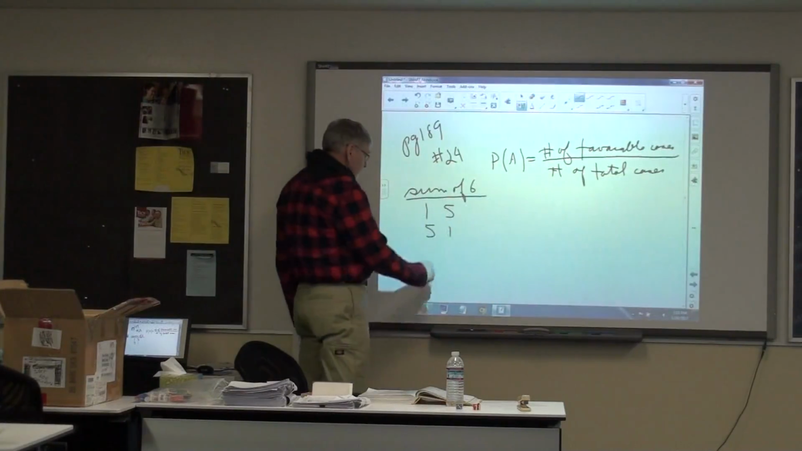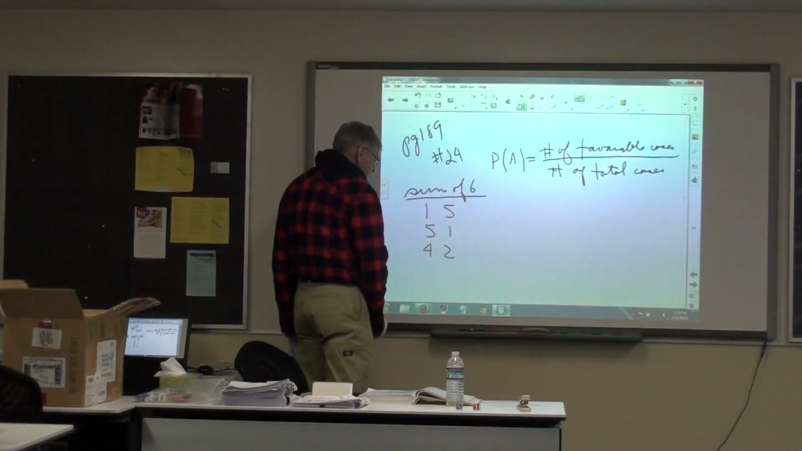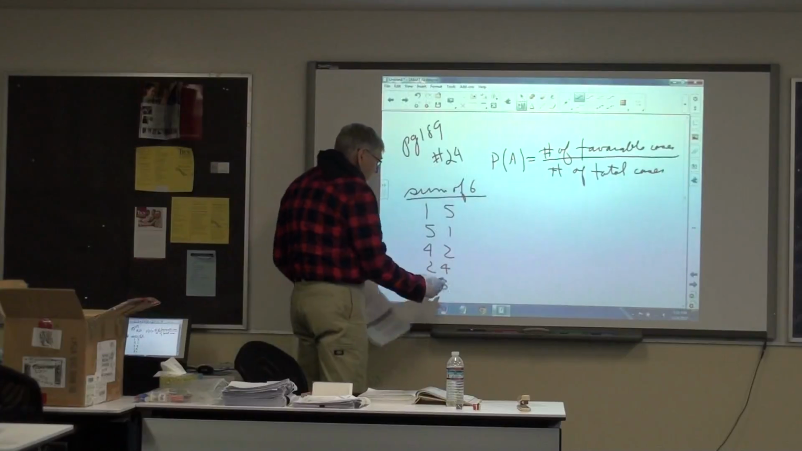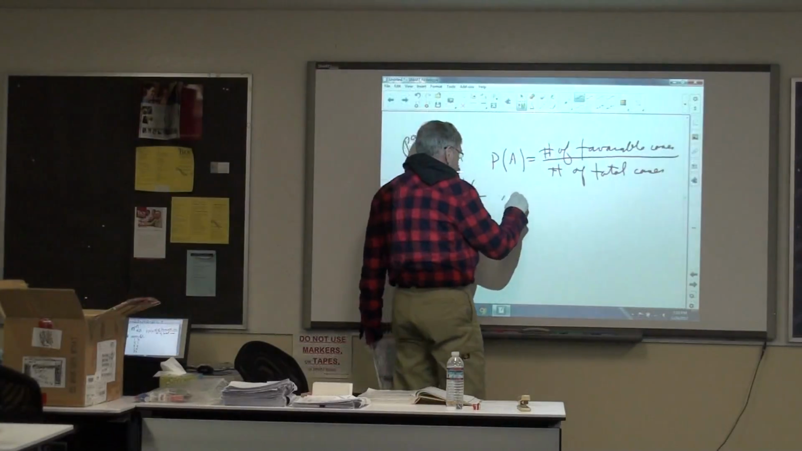the blue? How about a 4 and a 2? And how about a 2 and a 4? Are there any others? 3 and a 3. Now how many ways can I form a 7?